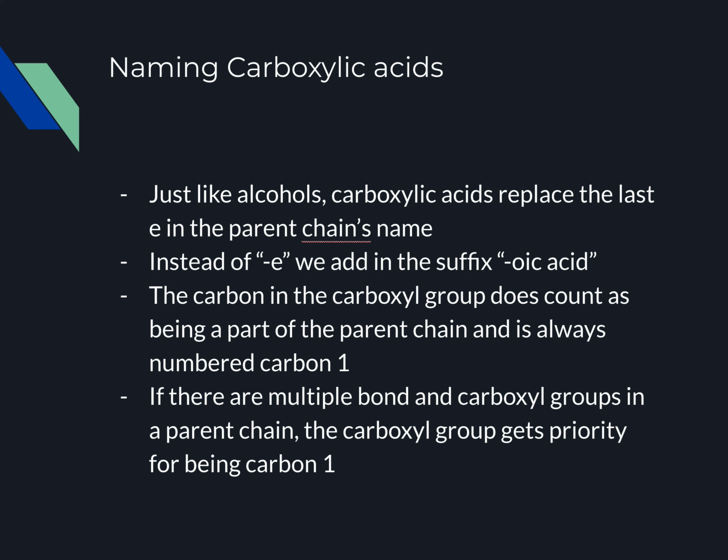When we're naming them, we're always going to change the ending of the name from an E. So if you had propane, it would be changing the E to oic acid, so it would become propanoic acid. Like I said, for at least our purposes in Chemistry 30, these are always putting the carboxyl group on carbon 1. It is possible that you'll have more than one carboxyl group in an acid. In fact, a really good example on our acid-base table is lactic acid, but you do not have to name these in Chemistry 30.